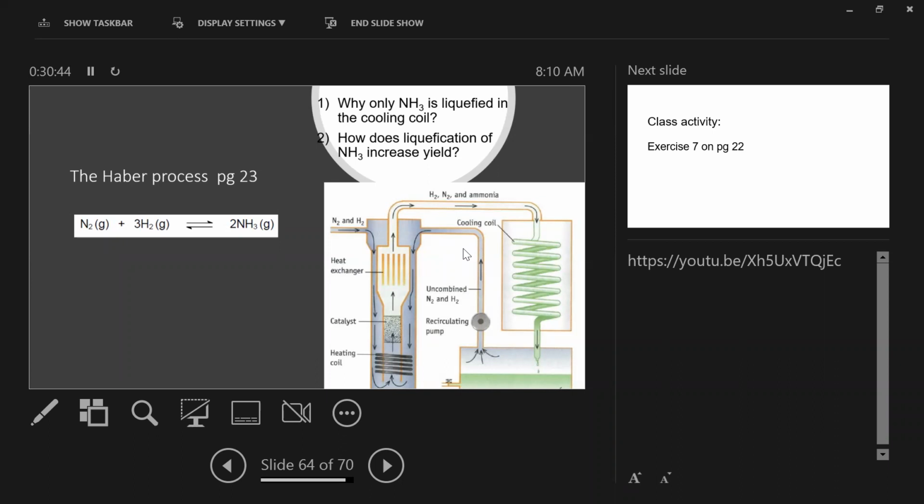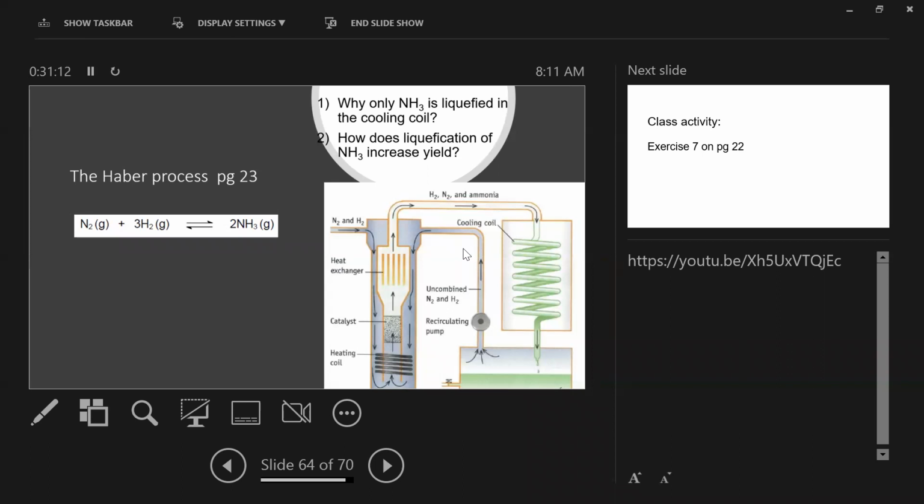So even though it has a comparable mass or lower mass than nitrogen, it has the strongest intermolecular force because of H bonding, which makes the boiling point the highest, hence the only one that liquefies. While hydrogen and nitrogen can go back to the reaction system and react further. Okay, so how would the liquefaction of ammonia help in the yield? Can you see how?